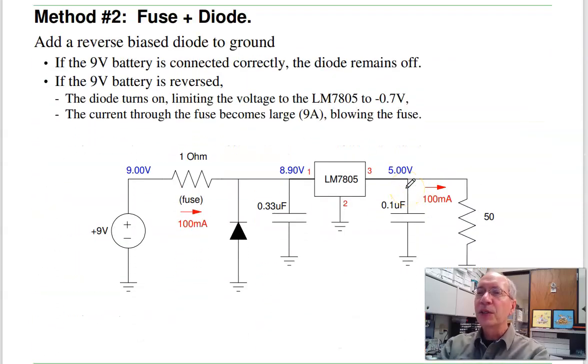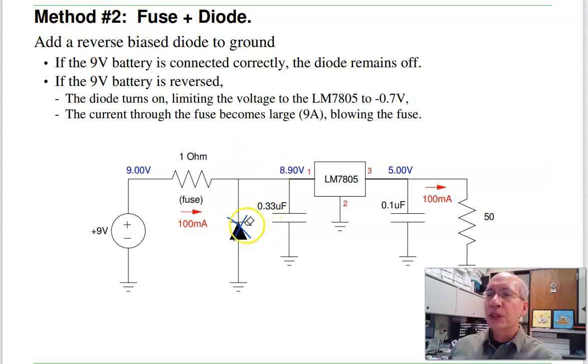A second option for reverse polarity protection is this circuit. What this does is if the battery is connected correctly, I've got 9 volts over here, 8.9 volts. You'll lose a little bit of voltage across the 1 ohm resistor. This is reverse biased. The diode turns off. So this has no effect on the circuit. The good thing about this design is I don't lose 0.7 volts in the circuit.